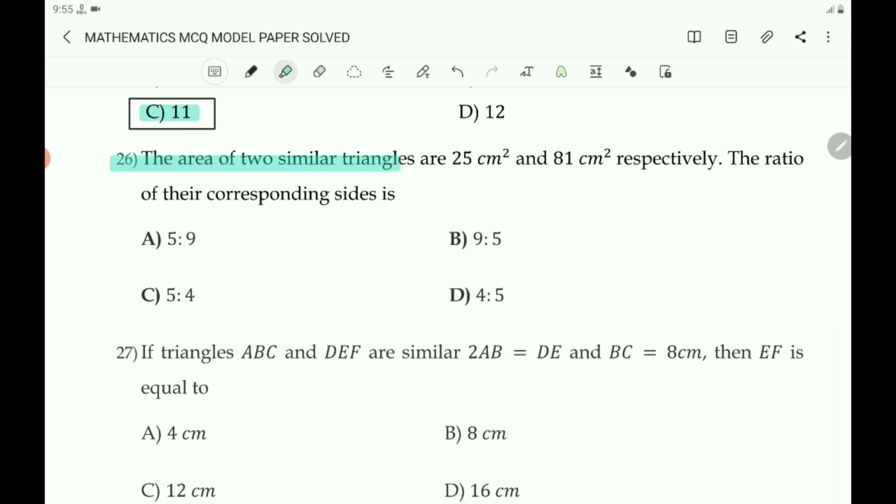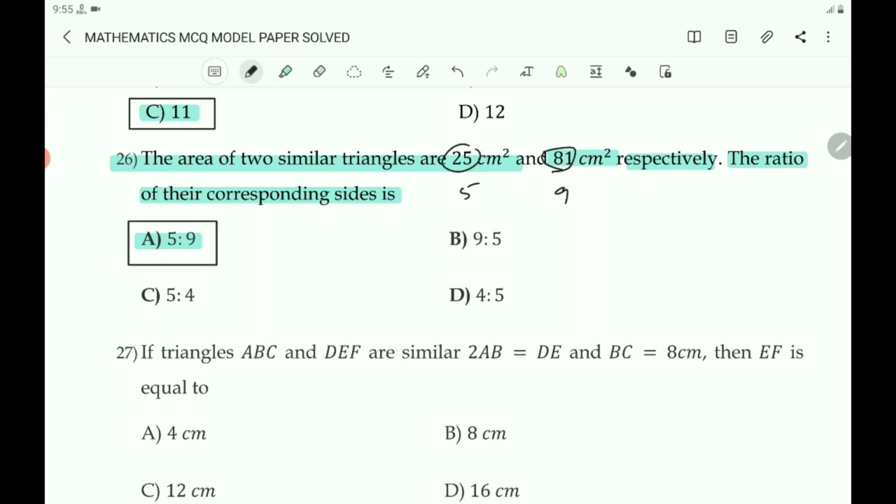The areas of two similar triangles are 25 cm square and 81 cm square respectively. The ratio of their corresponding sides is. Here the areas are given and for the ratio of their corresponding sides, you have to take the square root of those areas. What is the square root of 25? 5, and the square root of 81 is 9. So the ratio is 5:9. Note down the answer. Option A is the answer.